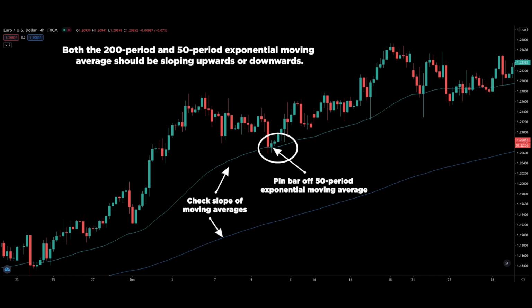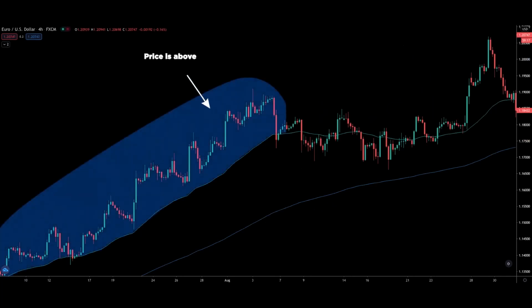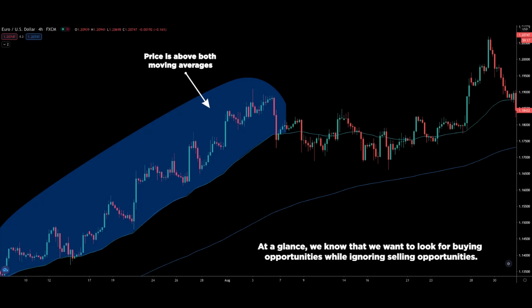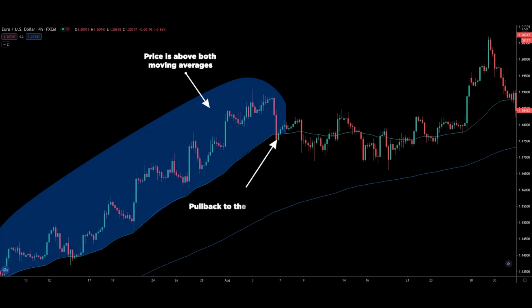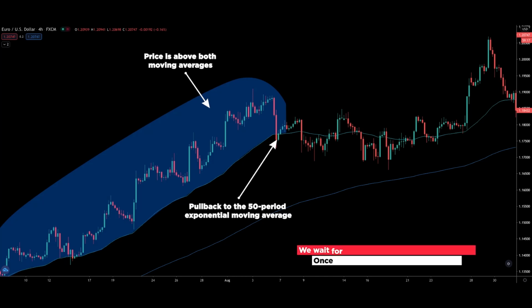So let me walk you through an example. Over here, price is above the 50 and 200 period exponential moving average. At a glance, we know that we want to look for buying opportunities while ignoring selling opportunities. When price pulls back to the 50 period exponential moving average, we wait for a price action candlestick pattern. Once we see it, we can enter the trade.